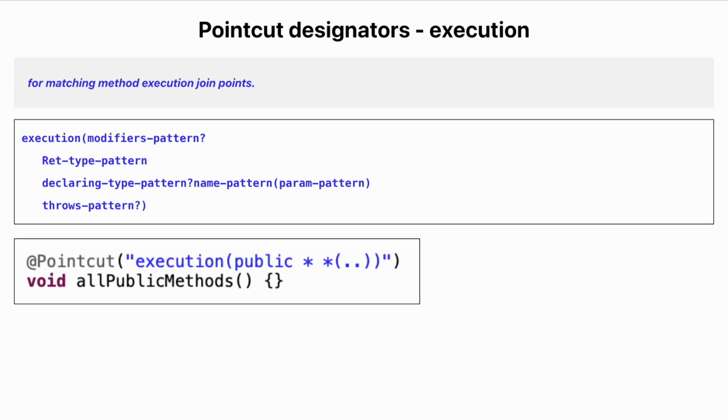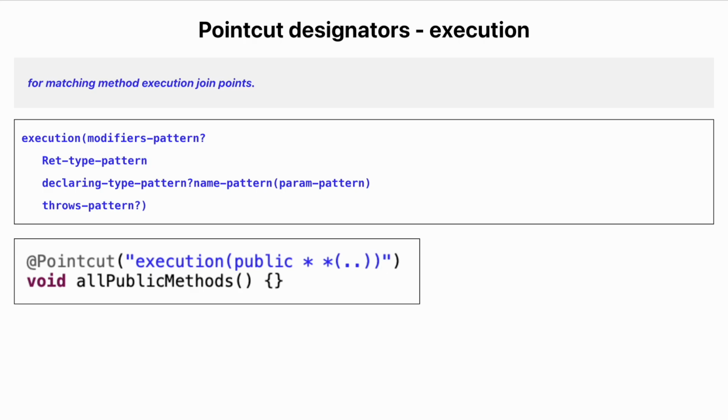Point cut designators. Following are the AspectJ point cut designators to be used in point cut expressions. Execution. For matching method execution join points. The format of the execution type pattern is given here. The patterns that are marked with a question mark at the end are optional. The returning type pattern determines what the return type of the method must be in order for the join point to be matched. Star is most often used for this pattern and it matches any return type.